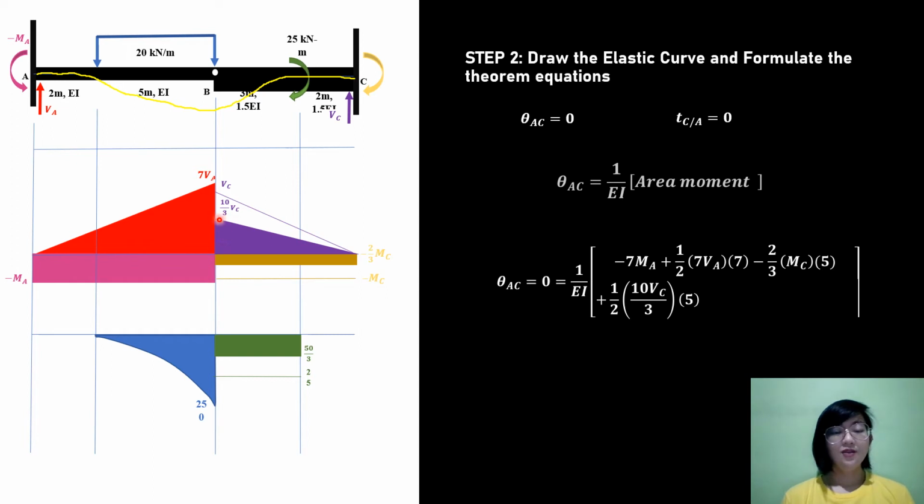Next is this one, yung triangle din. So, 1/2 times 10 over 3 VC times 5, yung distance niya, kasi 3 plus 2, so 5. Next is this one, itong rectangle na to. So, negative 50 over 3 times 3, kasi nasa baba siya. And lastly, this diagram. So, mukha siyang triangle. But the formula is almost the same. 1 over 1 plus n times base times height siya.